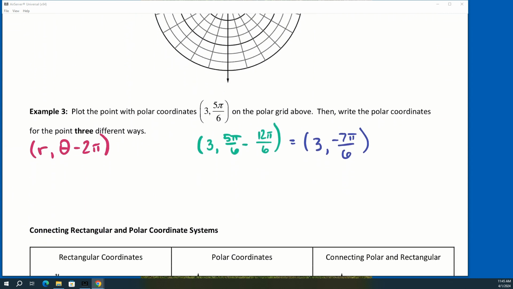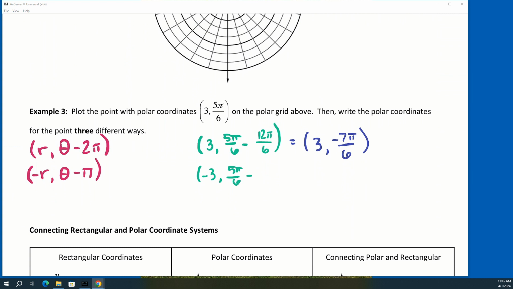All right. Another thing we can do to get another representation is do the opposite of r. So if r is positive, change it to negative. If r is negative, change it to positive. And then take theta and just subtract pi from it. So for this example, it would be -3. We do the opposite. And then take the angle and subtract pi.